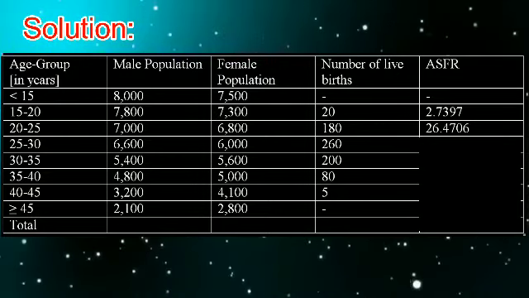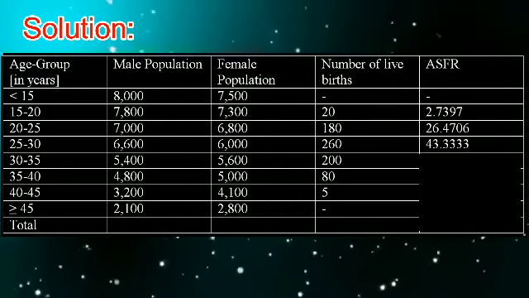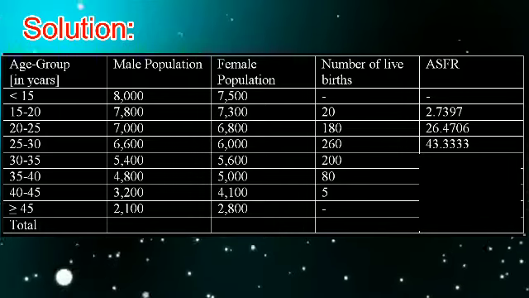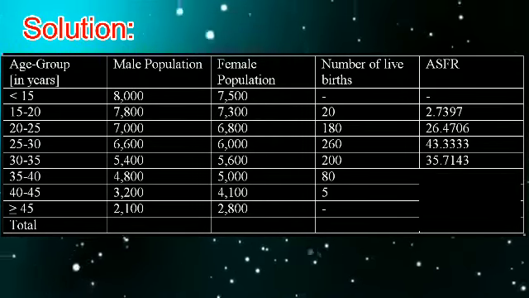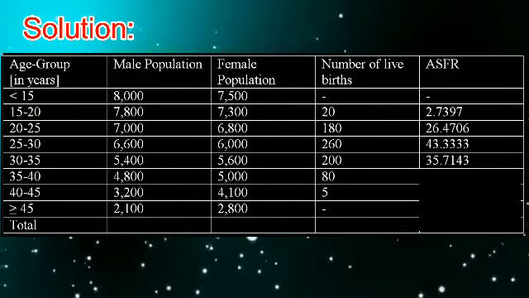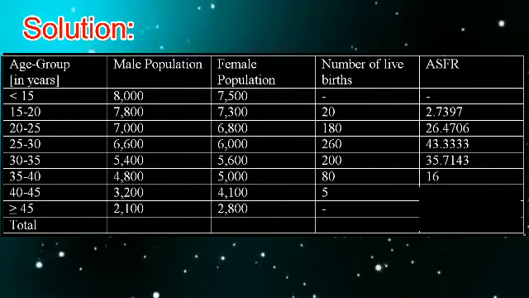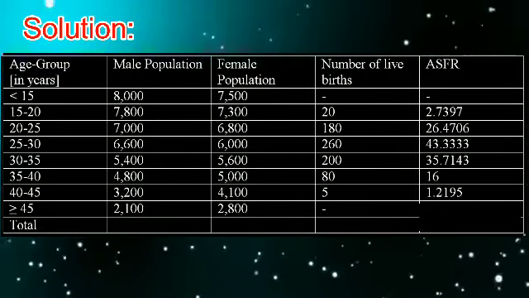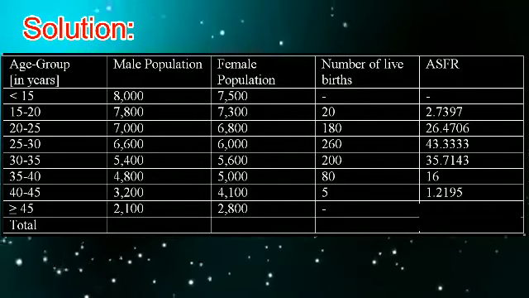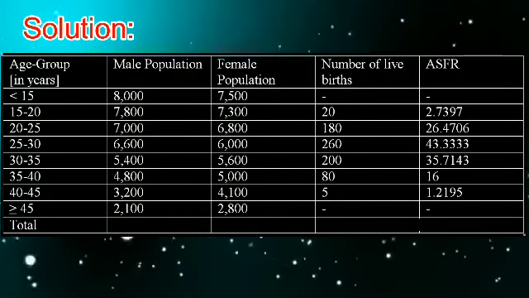Next class, the ASFR value is 43.33. After that, 35.7143. The next value is 16. After that, 1.2195, and the last value is 0.